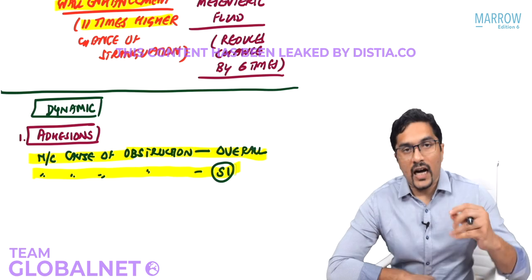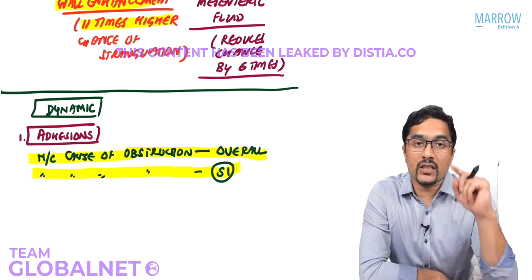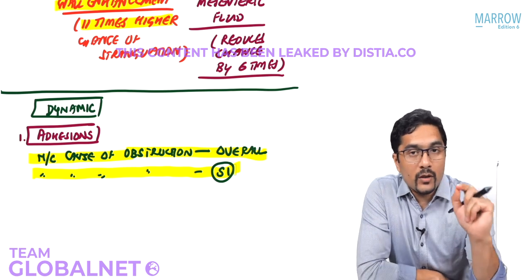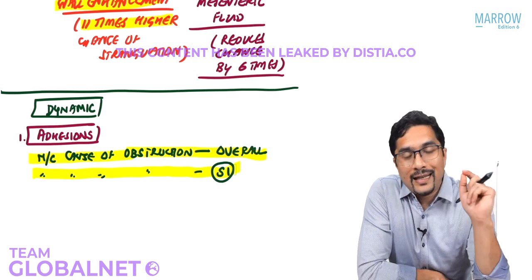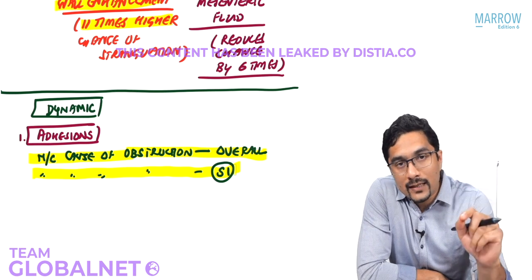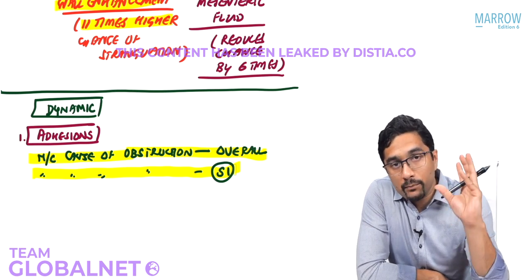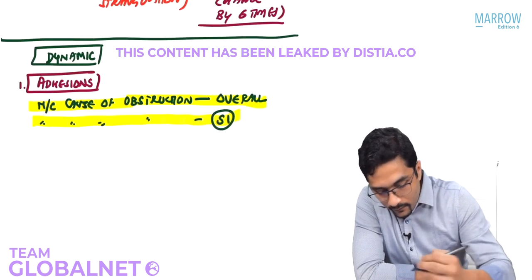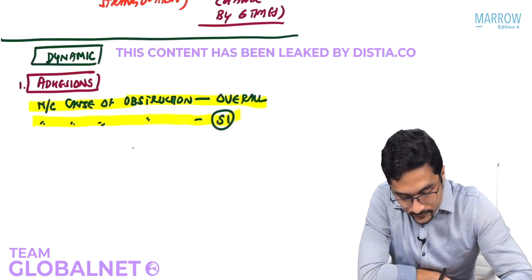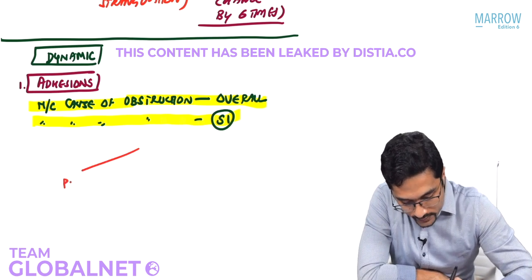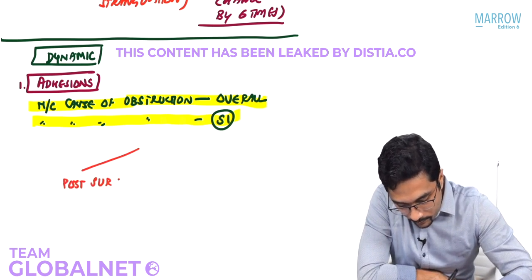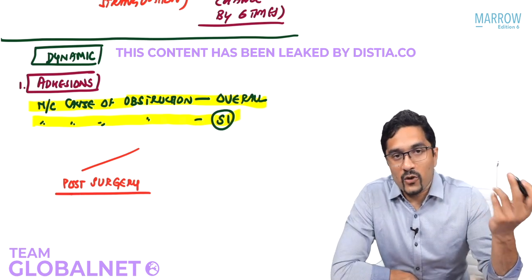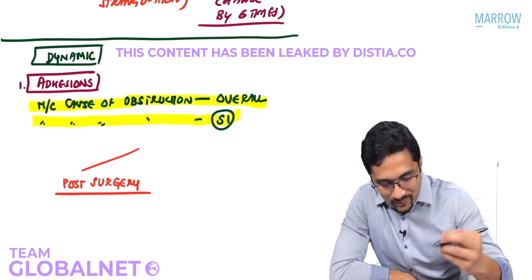If you're specifically asked what is the most common cause of obstruction in the large intestine, if the question is very specific that what is the most common cause of colonic obstruction, then the answer is tumors or cancer. But otherwise, overall, bowel adhesions are the most common cause of bowel obstruction. Now, these adhesions can mainly be formed post-surgery. Majority of the adhesions are formed post-surgery. But this is no rocket science. Everyone knows that adhesions can form post-surgery.